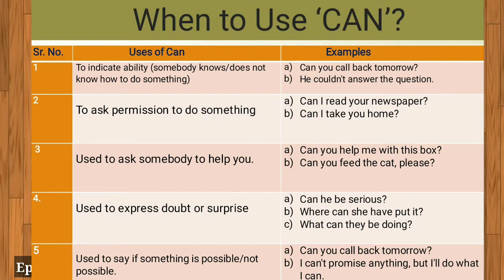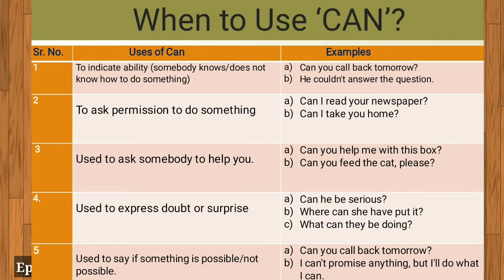Second use is to ask permission to do something. When the situation arises when we have to ask permission from somebody, we can use can. For example, can I read your newspaper? Can I take you home? The next use is to ask somebody to help you. For example, can you help me with this box? Next example is, can you feed the cat, please?